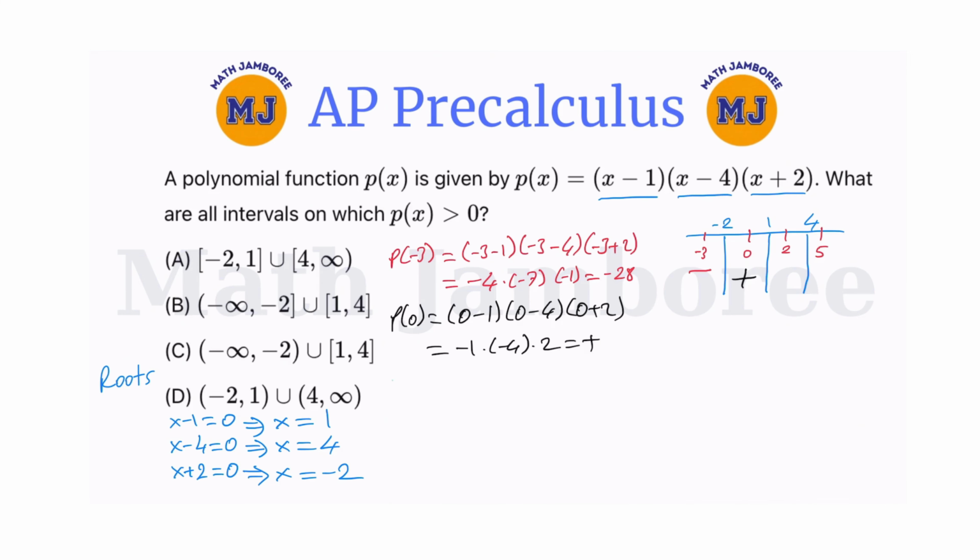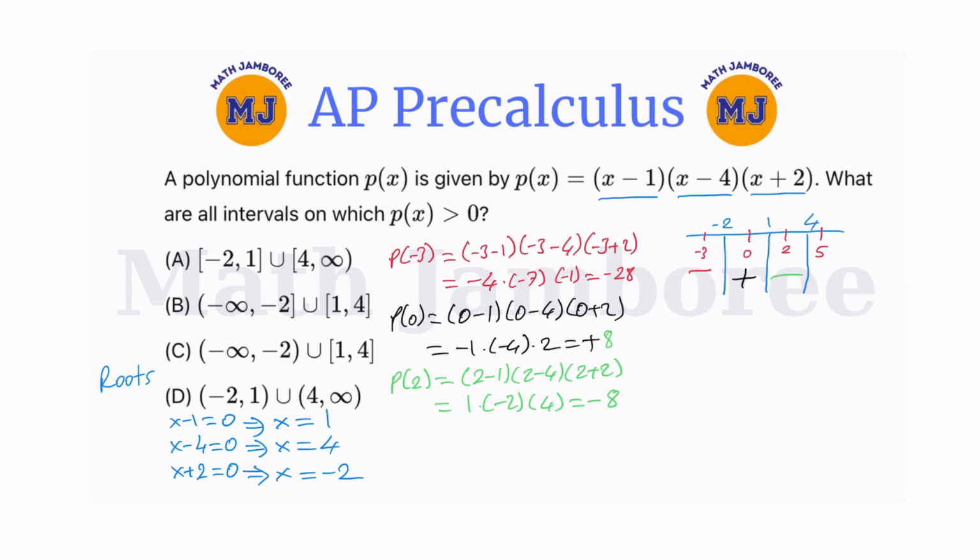And for p of 2, we will substitute 2 for x. Therefore, this becomes 2 minus 4, and this becomes 2 plus 2. 1 times negative 2 times positive 4 is negative. I didn't put the value in the previous one because you really don't need it. This equals positive 8, this one is negative 8. You don't need to find the value. All you need is the sign.